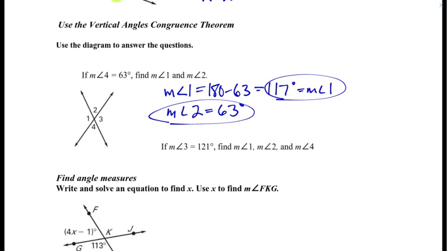So for this one, you should have come up with the measure of angle 1 being congruent at 121 degrees. The measure of angle 2 is going to be supplementary with that, so that's going to be 59 degrees. And then angle 4 is going to be congruent to angle 2, so we know that the measure of angle 4 has to be 59 degrees as well.